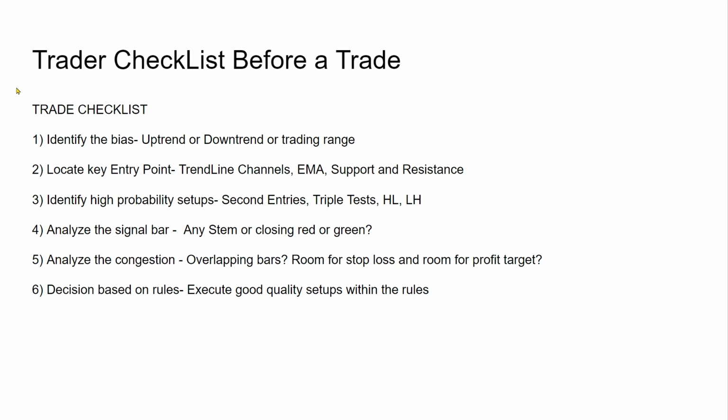Just bear with me. The trade checklist is: you have to identify the bias, locate key entry points, identify high probability setups, analyze the signal bar, analyze the congestion, then make the decision on whether to execute the trade or not. Feel free to pause the video and copy this down. That is the checklist you need to make sure you're doing before you take a trade.